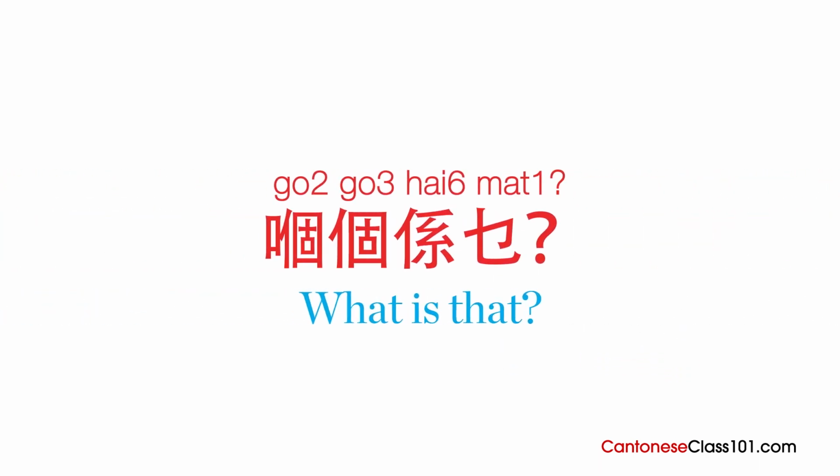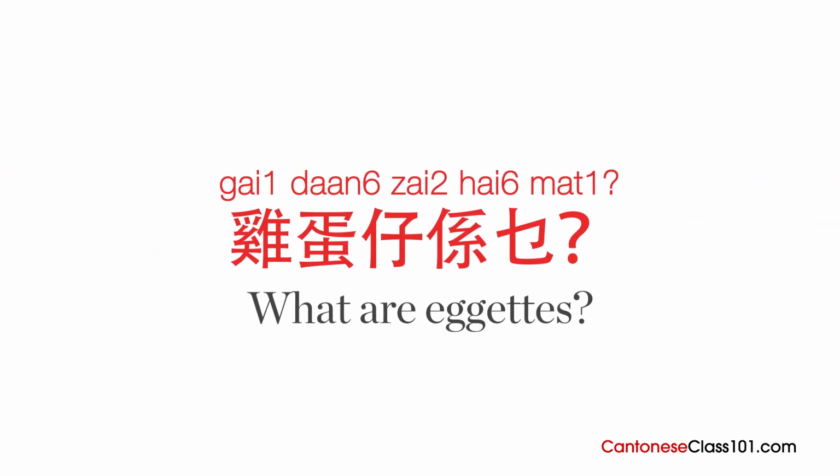And for what is that? It's 嗰個係乜? In which 嗰個 means that thing. If someone was talking about, say, eggettes, 雞蛋仔, yum. If you don't know what that is, then you can ask, what are eggettes? 雞蛋仔係乜? So we start with the name of the item.